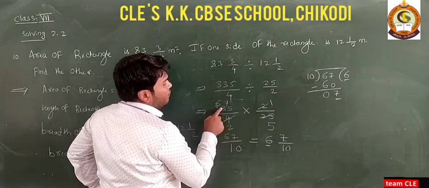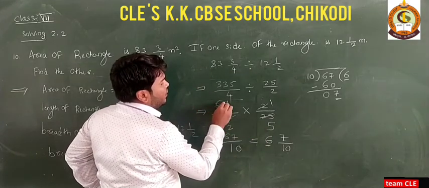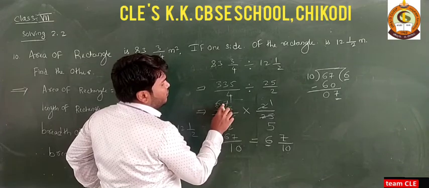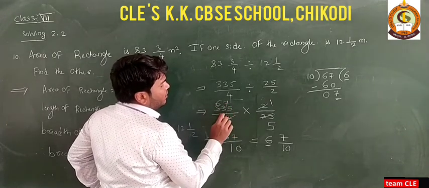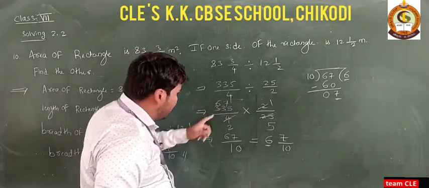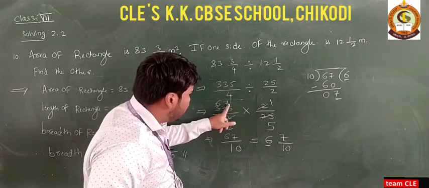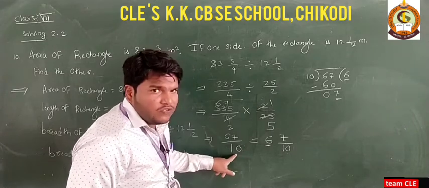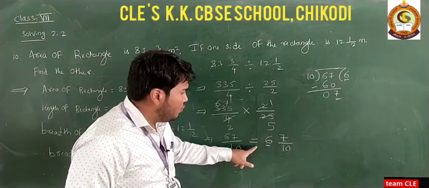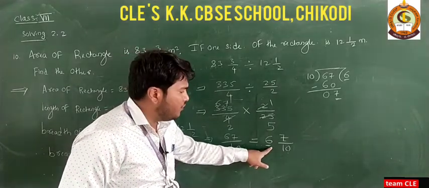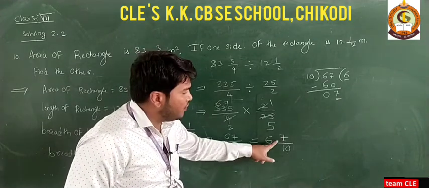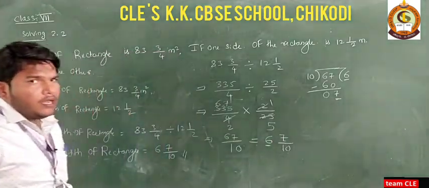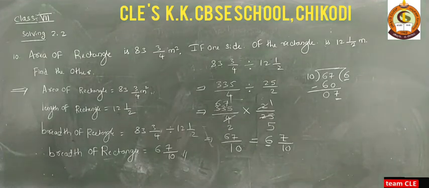So here see, 5 6s are 30, the remaining is 35, that is 5 7s are 35. So in the numerator the number remaining is 67 and 1, 67 ones are 67, and 2 5s are 10. So this is in the form of an improper fraction. You convert it in the form of a mixed fraction. 10 6s are 60, remaining is 7, so 6 integer 7 by 10. Okay dear students, please note down exercise number 2.2, that is the 10th question.